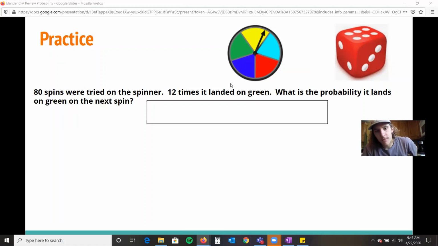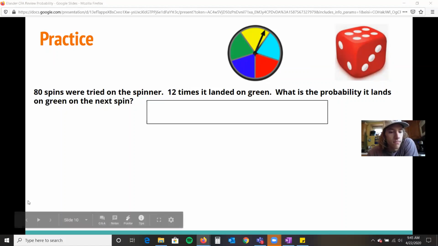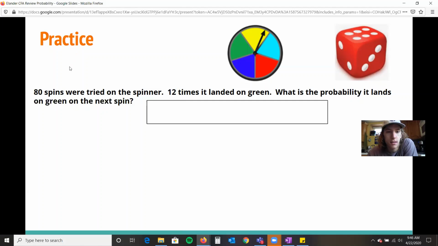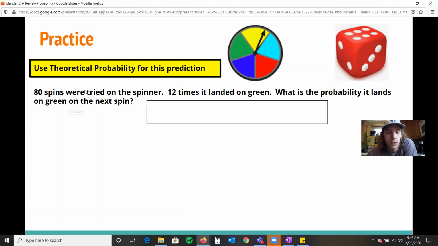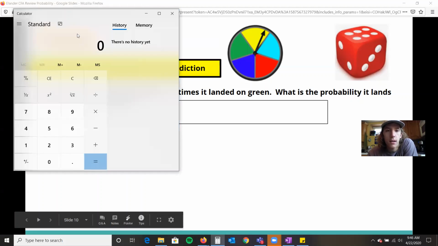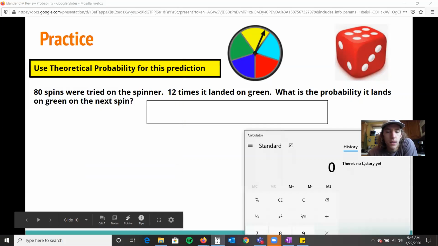All right, go ahead and post in the chat what you think. 80 spins were done on the spinner. 12 times it landed on green. So what is the probability that it lands on green on the next spin? And again, it should say, what is our prediction that it'll land on green on the next spin? All right, got a lot of the same answer. Good, so we're using theoretical probability.